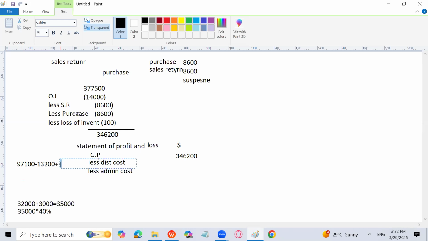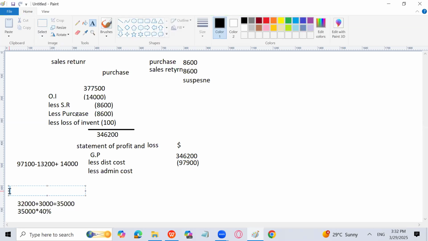35,000 into 40%. 1,60,000 into 20% is the depreciation on plant and equipment, that is 32,000. And plus 20,000, we have purchased another asset, another plant. We have to calculate on that also, that is 14,000. So the distribution cost which needs to be subtracted is 97,900. If you want to calculate, I can do that for you.